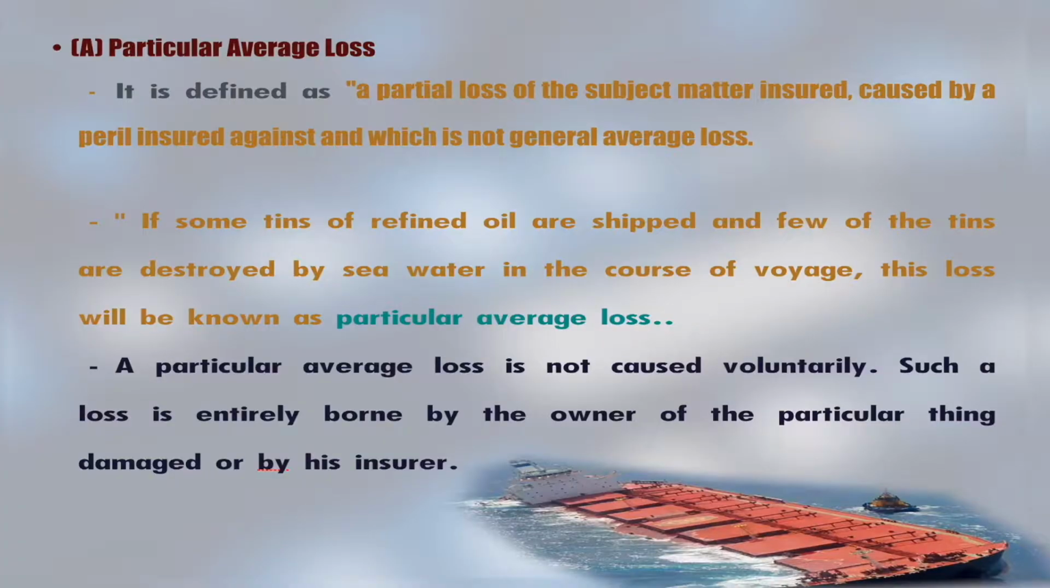It is defined as a partial loss of the subject matter insured caused by a peril insured against and which is not a general loss. If some tins of refined oil are shipped and a few of the tins are destroyed by sea water in the course of the voyage, this loss will be known as particular average loss. A particular average loss is not caused voluntarily. Such a loss is entirely borne by the owner of the particular thing damaged or by his insurer.